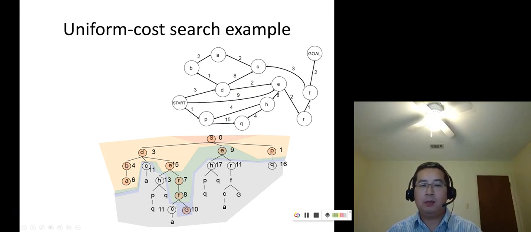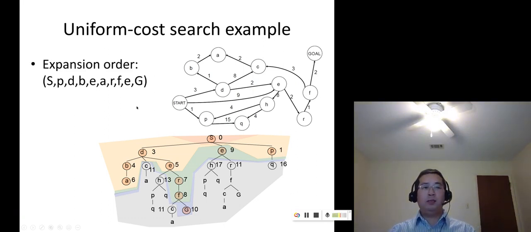After that, E is smaller. Okay? E is smaller. And then you can find A is smaller, and then R, and then continue. So this is the idea: S, P, D, B, and then E, and then A, and then R, F, and then E. After that you got a G. You already reached this one. It's 10. Right? So this is 9. You already have 9. That means you grow according to the distance.